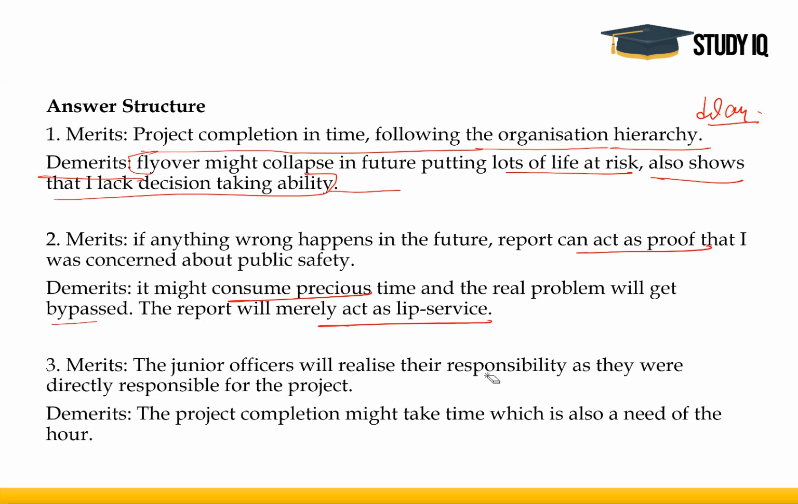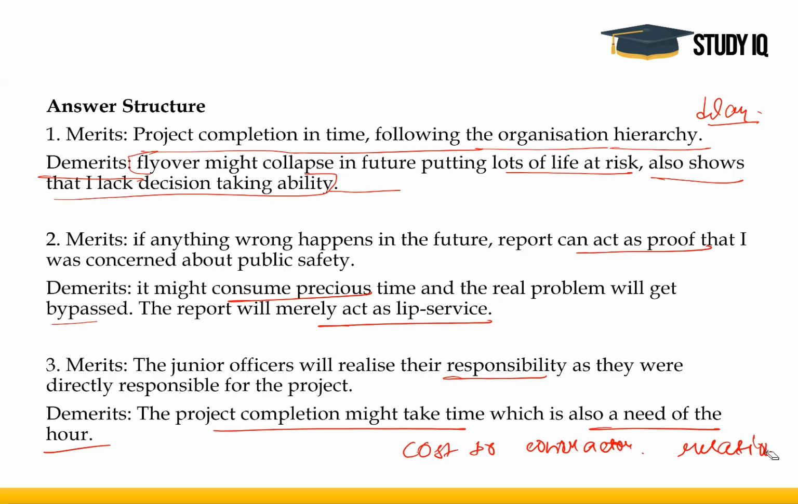So the merit over here is the junior officers will realize the responsibility, as they were directly responsible for the project. But the demerit is the project completion might take time, because you have told the contractor that this needs to be rectified. Also, cost to the contractor will increase a lot, which is also a need of the hour. And secondly, your relationship will also be affected, because you have ignored the hierarchy, you have ignored the orders given to you. However, some people can say that since the orders were not given in writing, we do not know that, so you cannot be very sure about that.